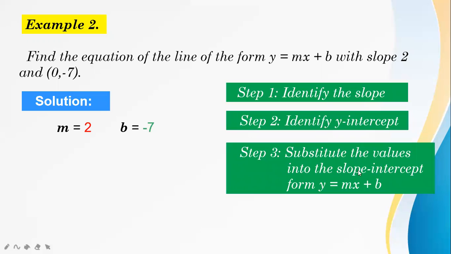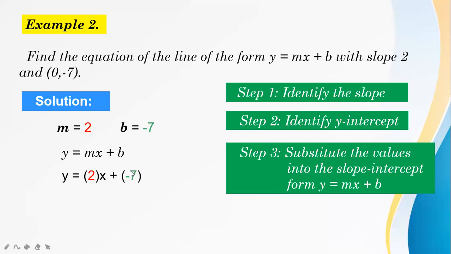Then substitute the values into the slope-intercept form, y equals mx plus b. So we have y equals mx plus b. So y equals, then 2, that will be your slope, positive 2. Change m to positive 2. Then we have your x, copy, plus, then your b, we have negative 7.